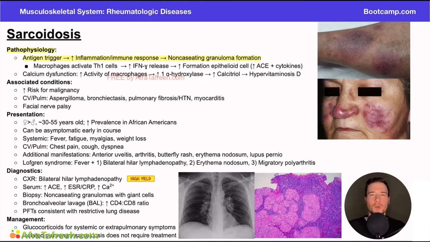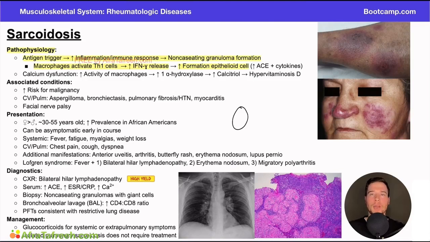One of the key things that they want you to know on test day, specifically regarding the pathophysiology, is the formation of the granulomas. So what happens is that macrophages activate the Th1 cells, which increases interferon gamma release. The release of more interferon gamma then leads to the formation of epithelioid cells. And an epithelioid cell is a type of macrophage that has differentiated itself so that it can be used to form the wall of a granuloma.